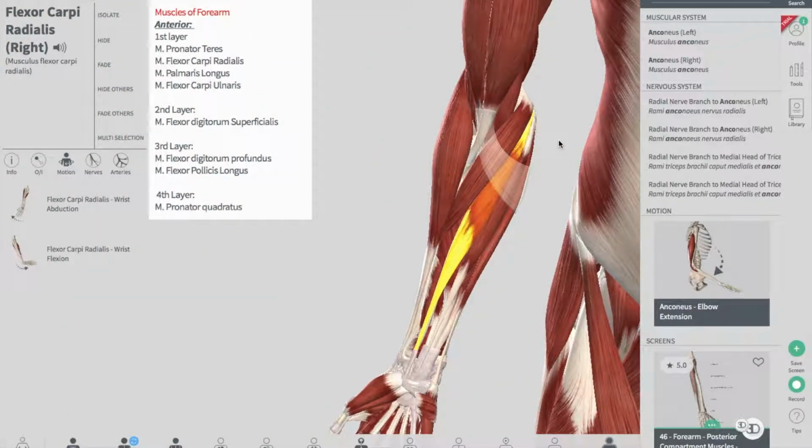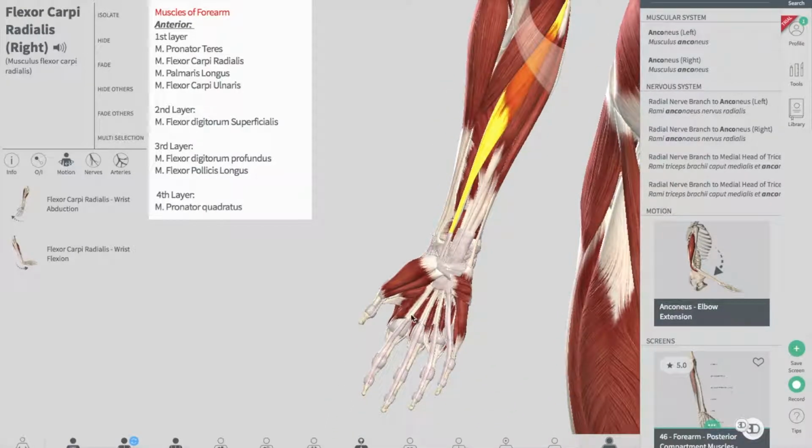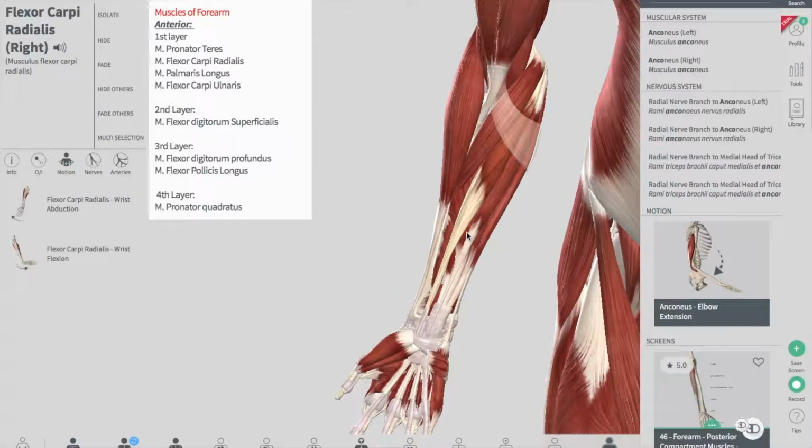And this muscle is going to insert at the basis ossis metacarpi of the second and third metacarpal. And the function of this muscle is to flex the hand and abduct the manus to the side. And then the next one is musculus palmaris longus.